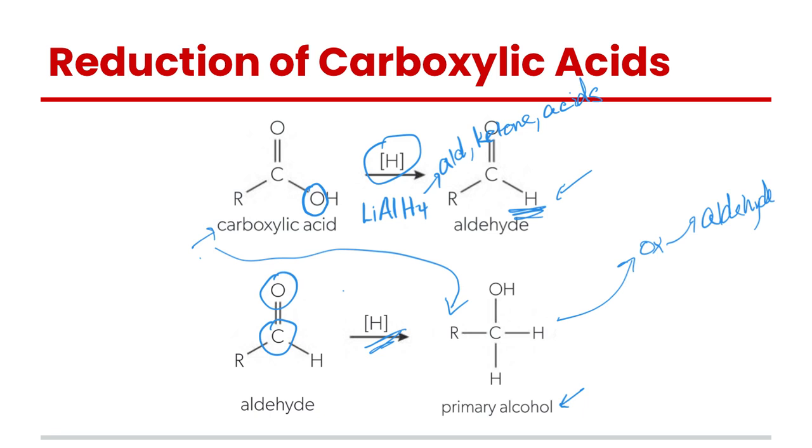The second one is a little bit weaker. So sodium borohydride, or NaBH4, only works for aldehydes and ketones, so not carboxylic acids. So it's a little bit weaker. You wouldn't use it, say, for this reaction here, but you could use it for the reduction of ketones or for the reduction of aldehydes. So those are our reduction reactions.